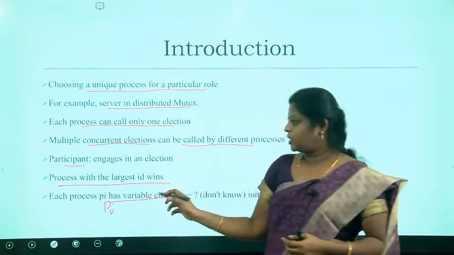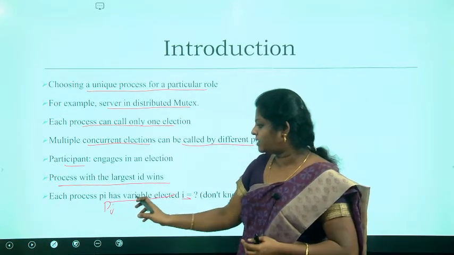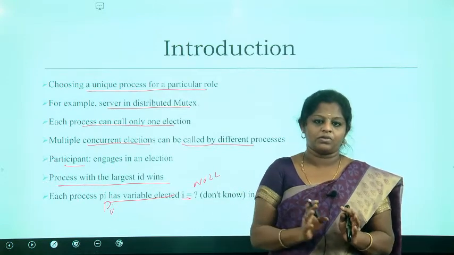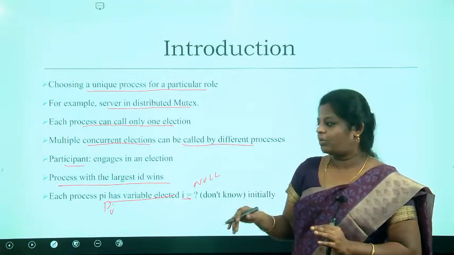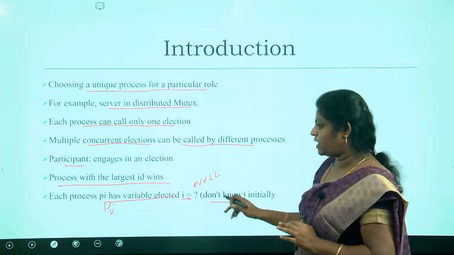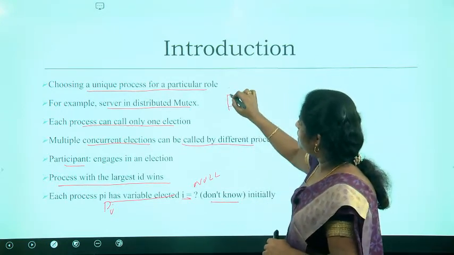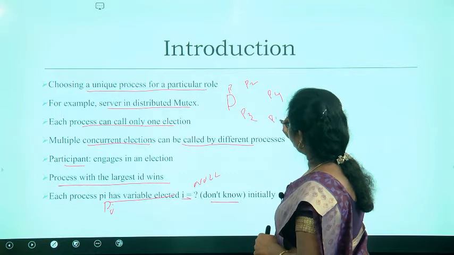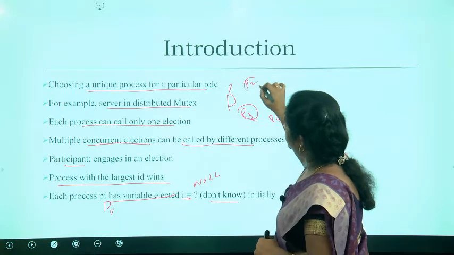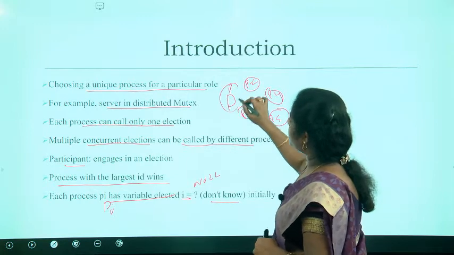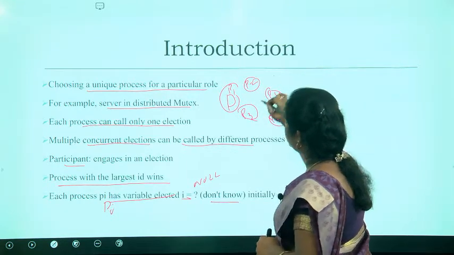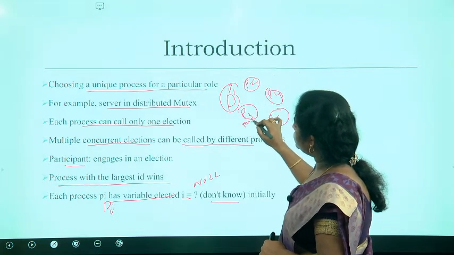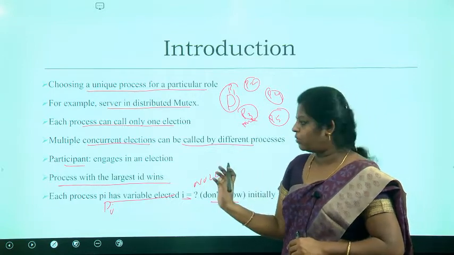Initially, each process Pi has the variable elected_i equal to null. That means it is not elected; initially it is 0. For example, if we have 5 processes P1, P2, P3, P4, P5, all are not elected. We simply have 5 processes in the system that are going to enter the critical section. Initially all are null and no process knows who was elected first. They don't know each other.